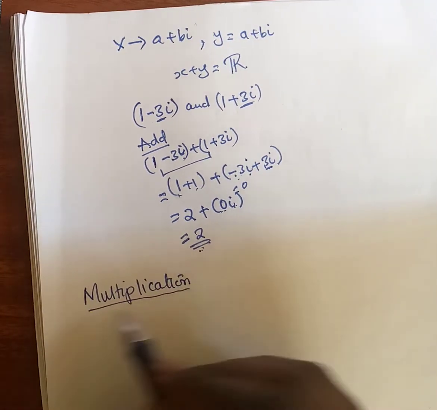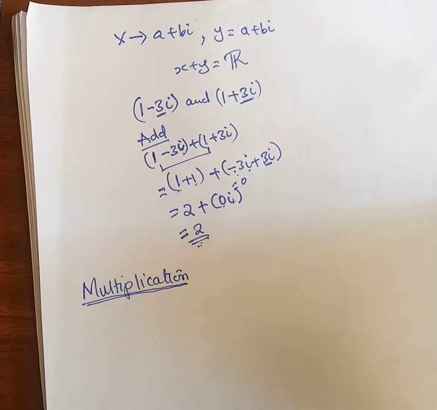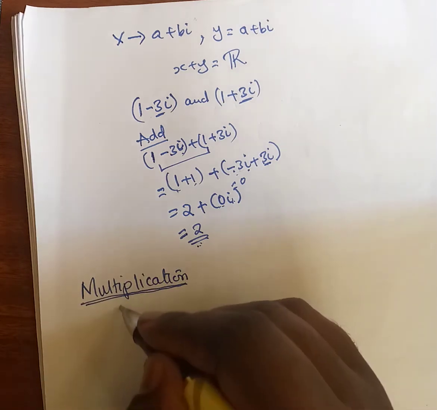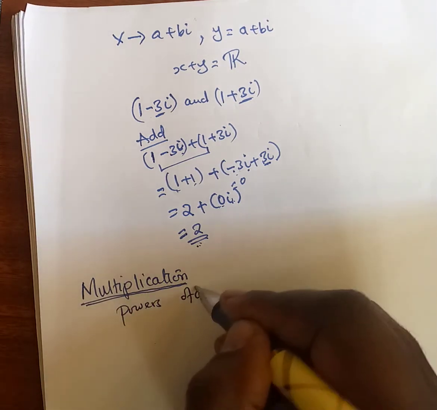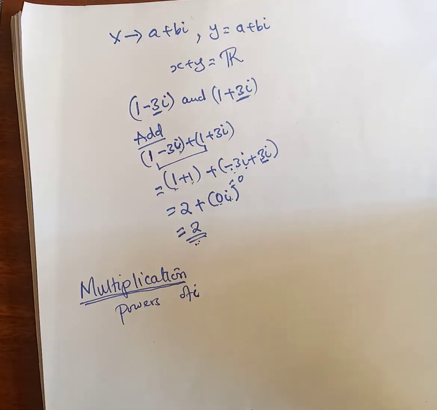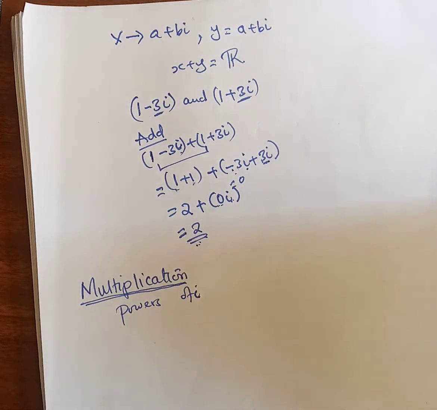Multiplication of complex numbers. How do we work with complex numbers when we want to multiply? Before we look at any example, I want us to remind ourselves of the powers of i, because most likely we will be multiplying an i and another i, which means we are likely to get i squared, i cubed, i to the power 4, all those things, and therefore we need to know what that means.